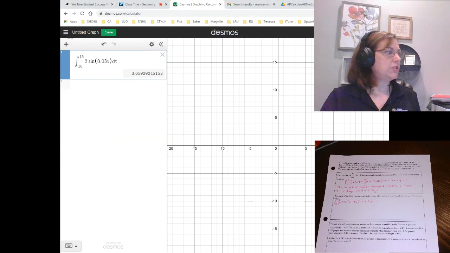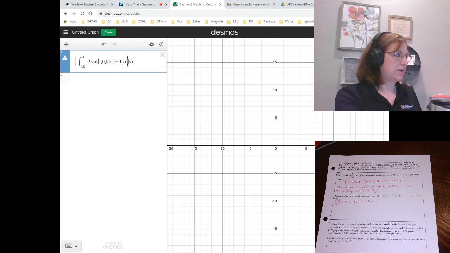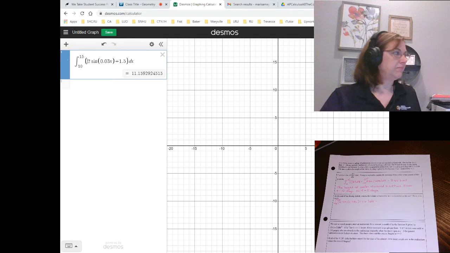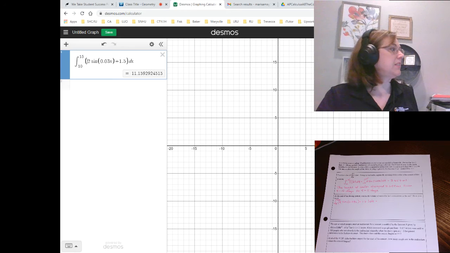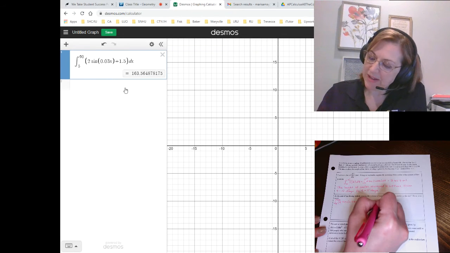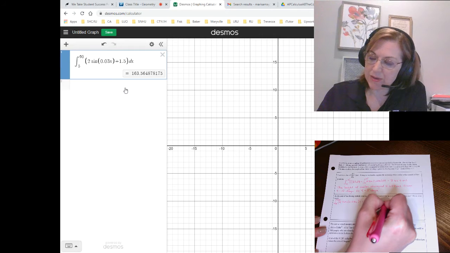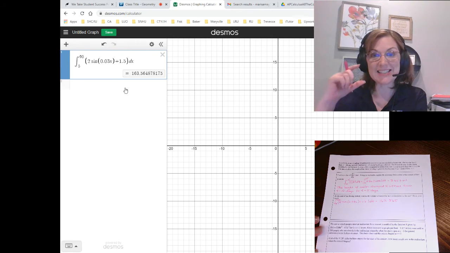Now I need to adjust my integral here, and that's going to require another set of parentheses. So let's put them in there. There we go. And we need different bounds. So let's change those bounds to 5 and 60. Okay, so that means it changed 163.565. Remember, that's the height.